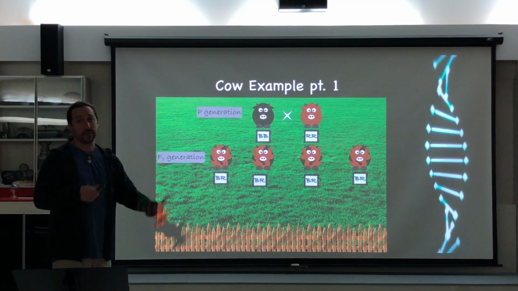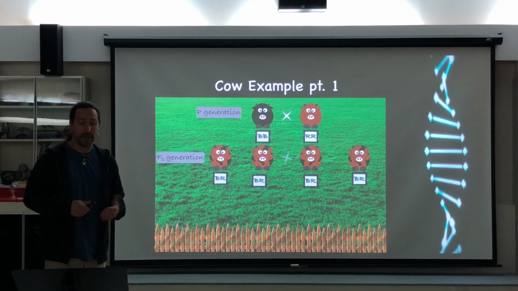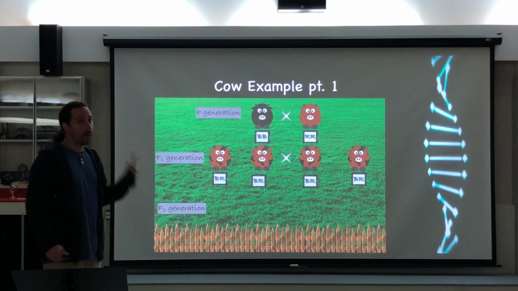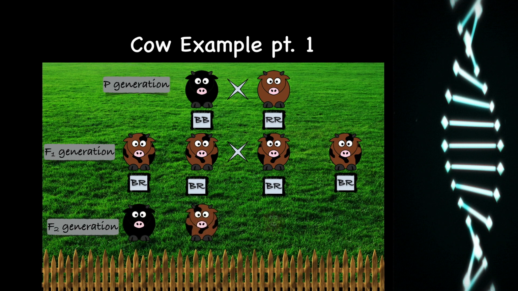And if we were to cross 2 of those offspring, again, you end up with the F2 generation. And in our F2 generation, you already know it's going to probably be about 25% black, 50% black and brown spotted, and 25% brown. The 25% that would be black would be homozygous for black. The 50% that would be black and brown would be heterozygous for black and brown. And the 25% that would be brown are going to be homozygous for brown.